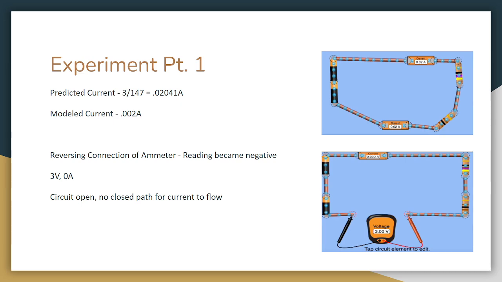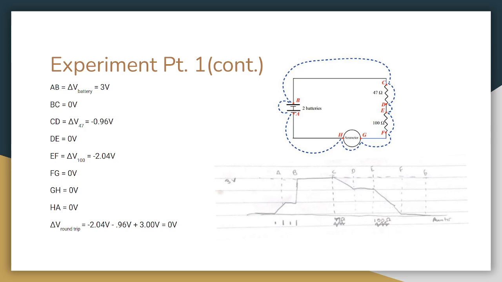And the reason why we had zero current is because the circuit was open, so there's no path for the current to flow. Here we see that Kirchhoff's law is followed as the total potential difference across the loop is 0.